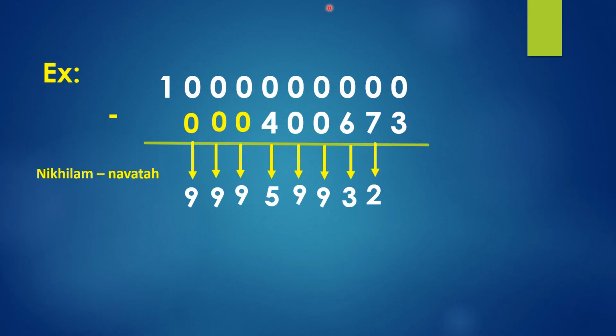It is 2. And now, last digit. Last means it is Charamam Dashataha. So, how much should be added to 3 to get 10? It is 7. So, the difference is ready.